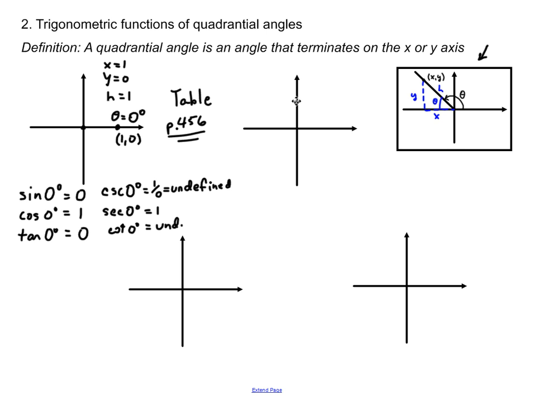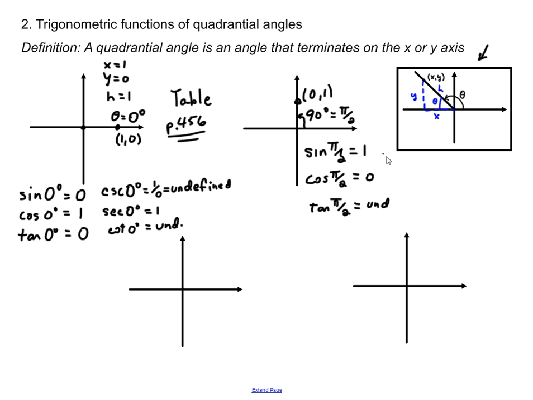Another quadrantial angle would be our 90-degree angle, our right angle, right? 90 degrees, or pi over 2 radians. We're at the point 0, 1, so now you can start defining in terms of 0 and 1. Our main three functions in this particular case inform us that the sine of the angle pi over 2 radians would be equal to 1. The cosine of the angle pi over 2 radians would be equal to 0. And this time the tangent of the angle pi over 2 radians would be undefined.